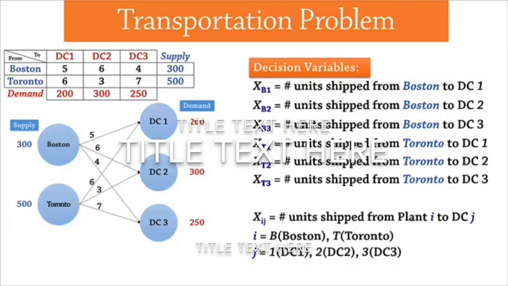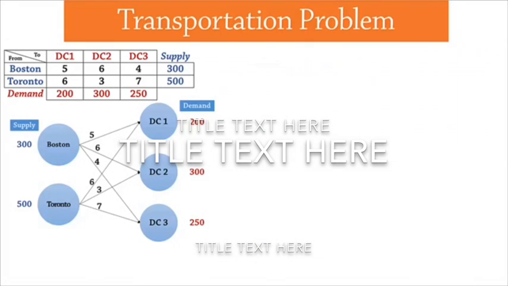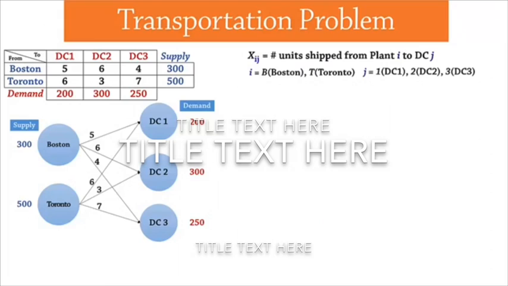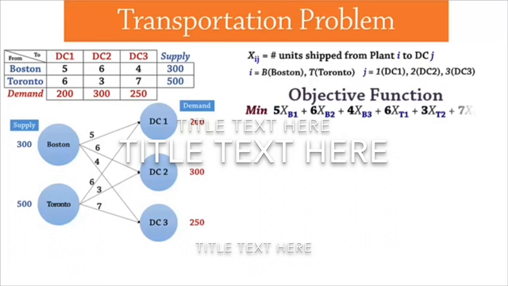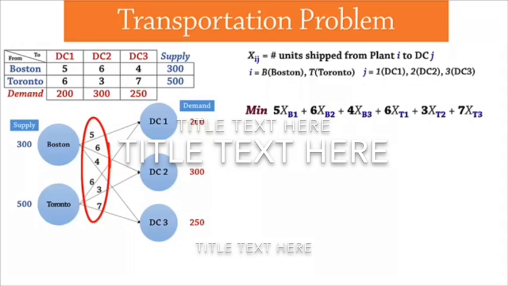Next, we can state the objective function. Since the objective is to minimize cost, we write the objective function as follows. Minimize 5 times the number of units shipped from Boston to DC1 plus 6 times the number of units shipped to DC2 and so on. Note that every single cost is accounted for in the objective function.